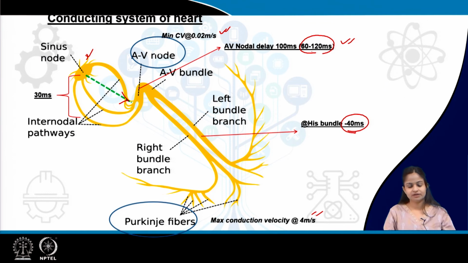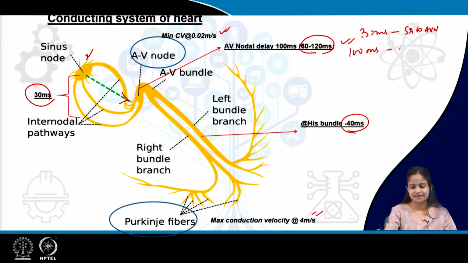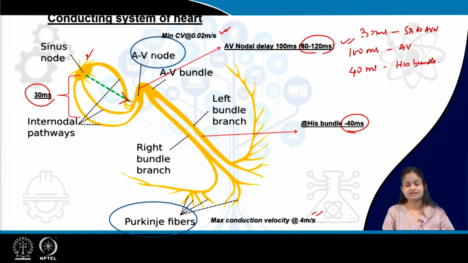Now, before that I would tell what is the time taken for the impulse to travel from the SA node to the tip of the AV node, that is 30 milliseconds. So, 30 milliseconds from SA node to AV node, then 100 milliseconds at the level of the AV node, which has an AV nodal delay, then we have 40 milliseconds at the level of His bundle. So, these are the times taken.